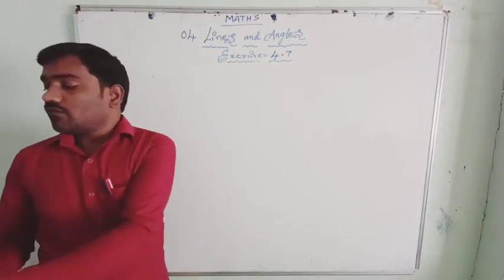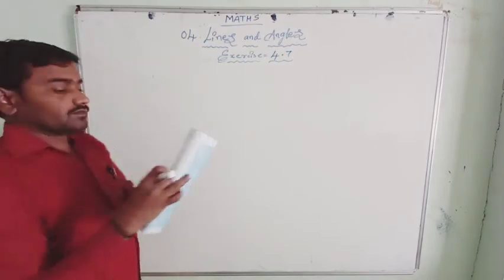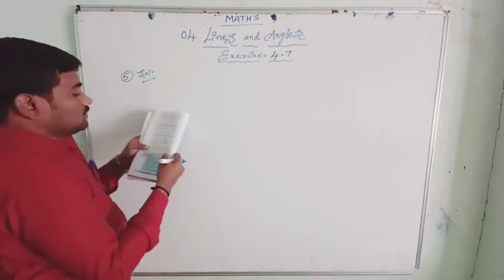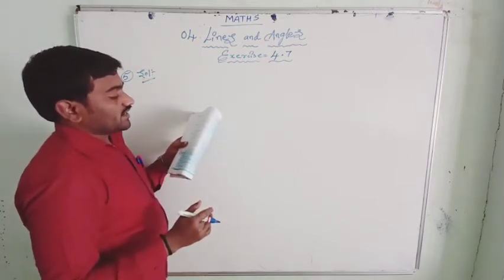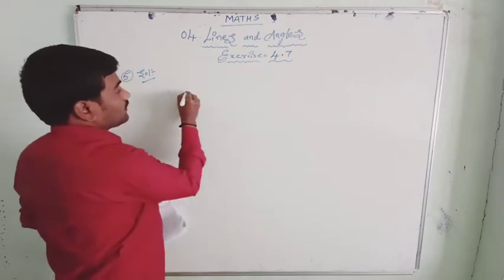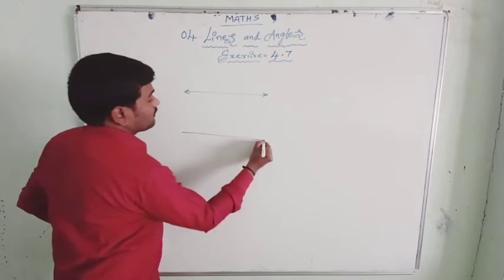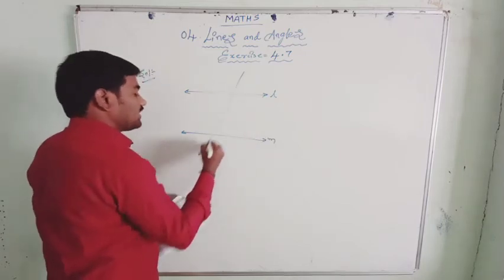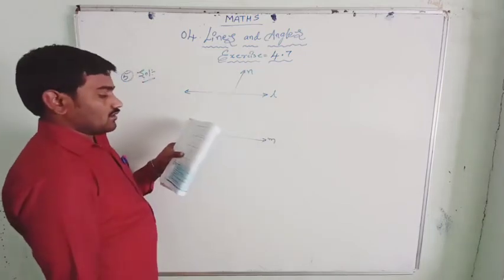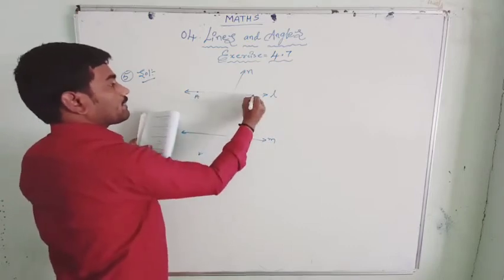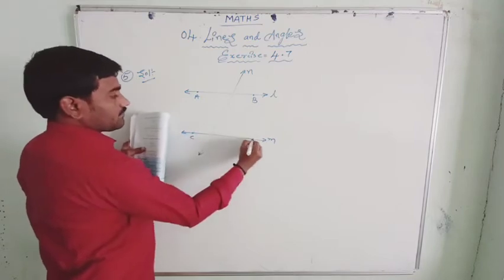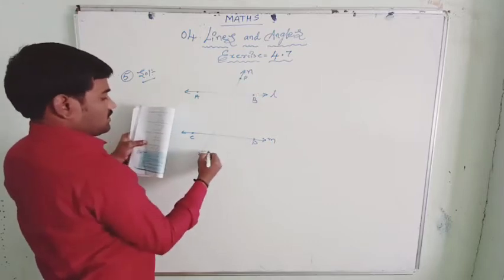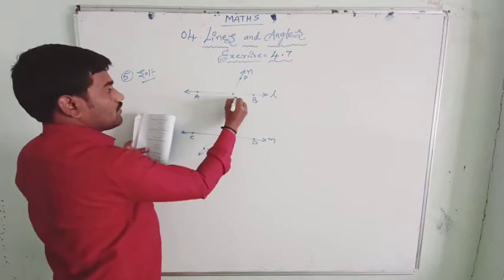Okay, we go for question number 5. In the given figure, L and M are intersected by a transversal N. Here this is line L and line M, intersected by a transversal N. They have given names: it is line AB, and it is line CD. And here are the points P, S, Q, R.